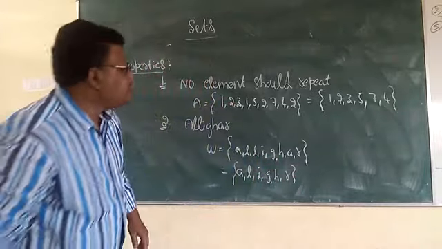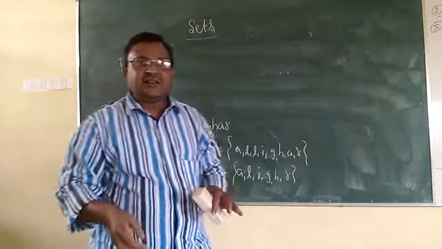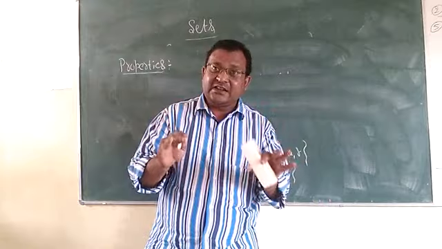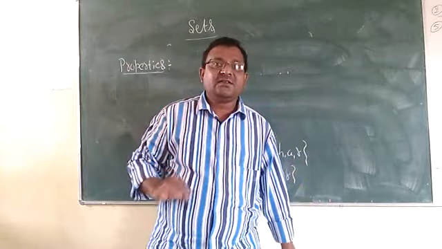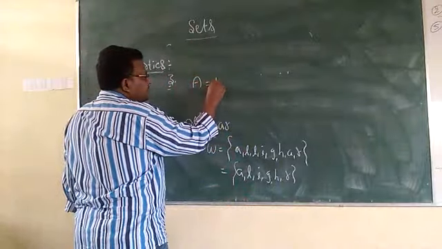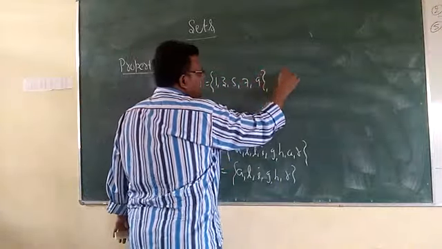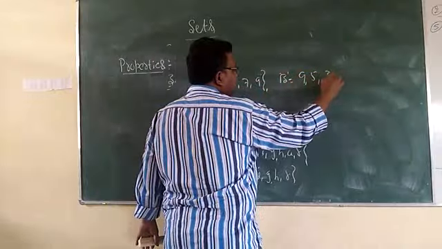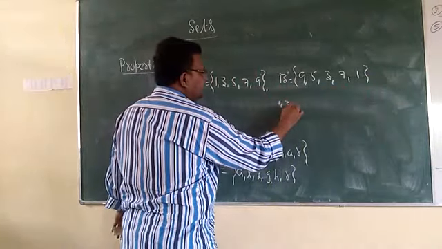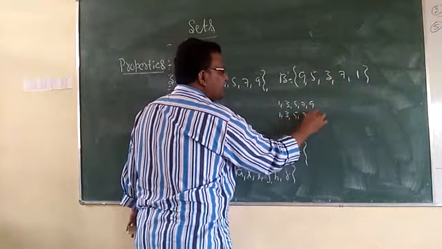And the next, one more property. If the same elements in the set are in a different order, then both sets are the same, not different. For example, A is equal to 1, 3, 5, 7, 9. B is equal to 9, 5, 3, 7, 1. Look here, what are the elements here? 1, 3, 5, 7, 9. What are the elements here? 1, 3, 5, 7, 9 only.